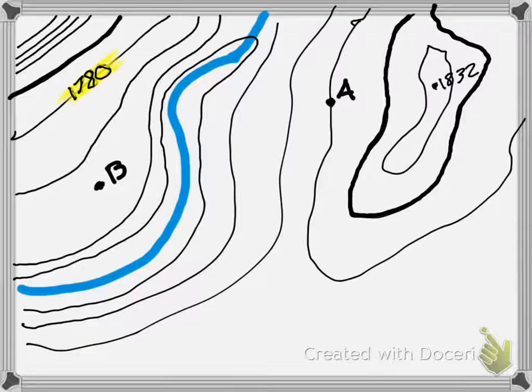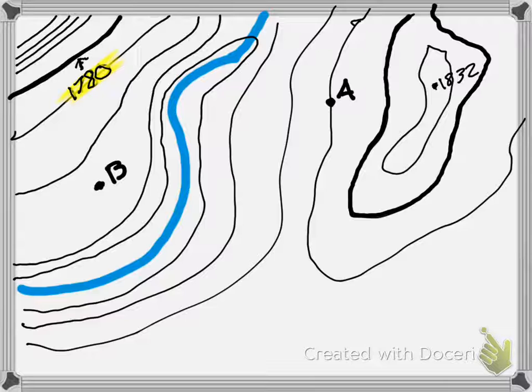This is a contour line, of course. So all along that line, the value is 1780 meters. Don't forget this is all in meters. Now there's an arrow showing up that way. Let me just make that clear. So that way is up for 1780.